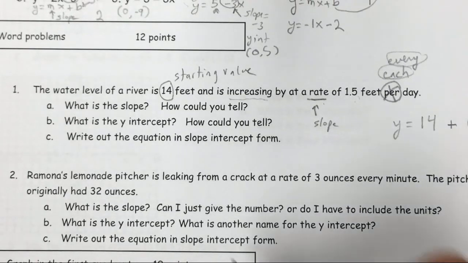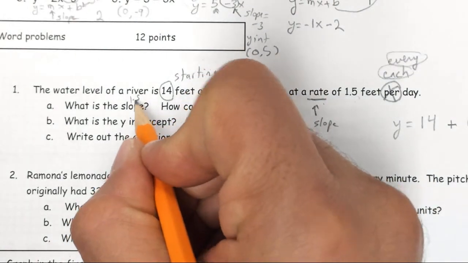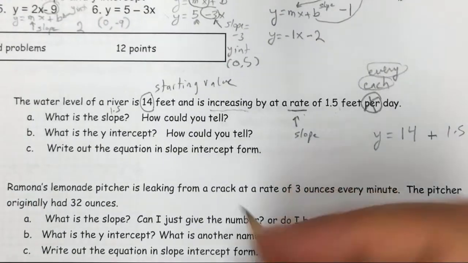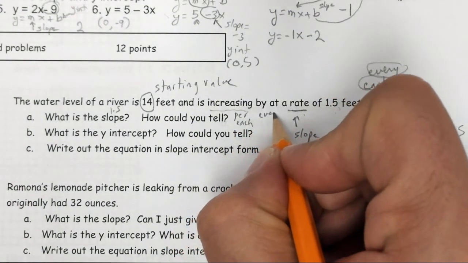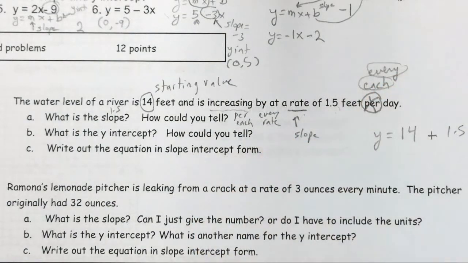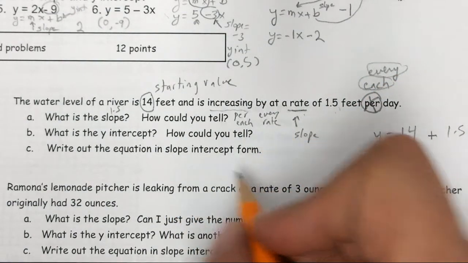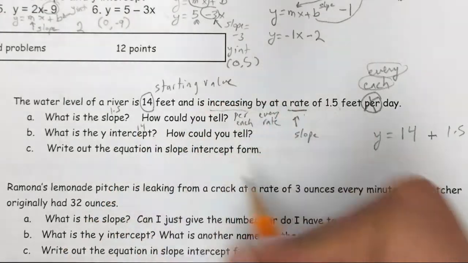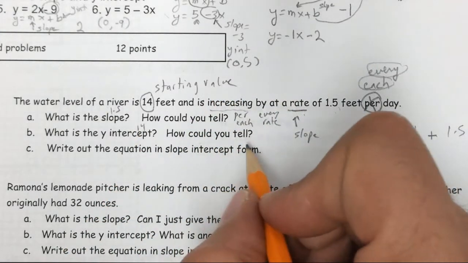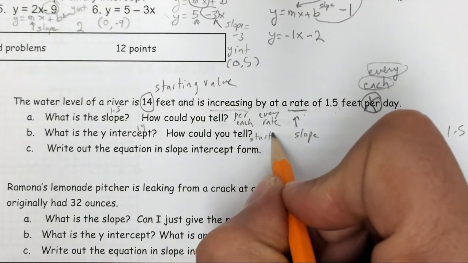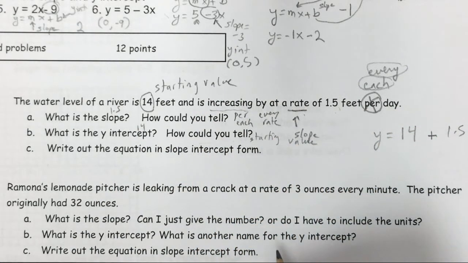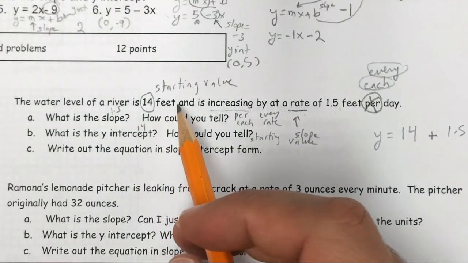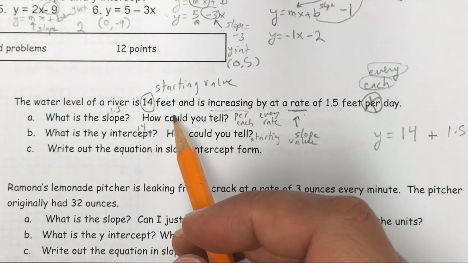What is the slope? Well, in this case, it's 1.5. How can you tell? Per, each, every, and the word rate. All those were hints. What is the y-intercept? 14. How could you tell? Well, because it is the starting value. It is the value that you start off with. It always comes by itself without the words per, each, and every, unless they're trying to be really tricky.